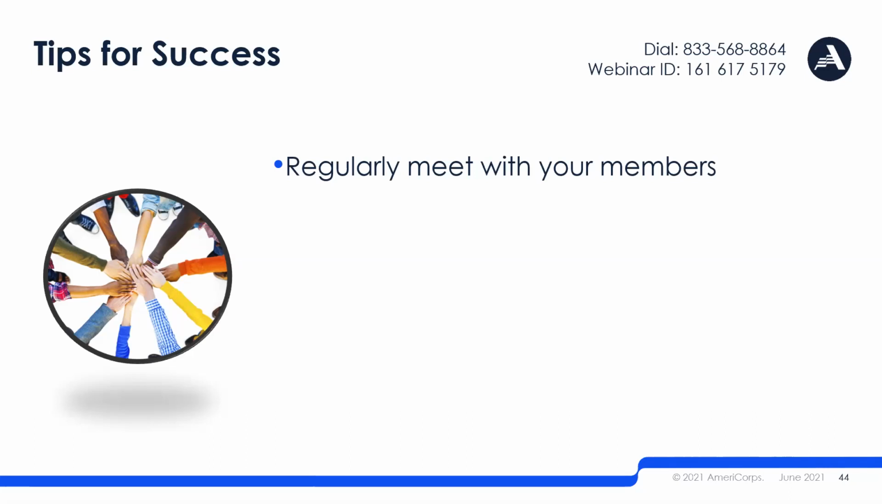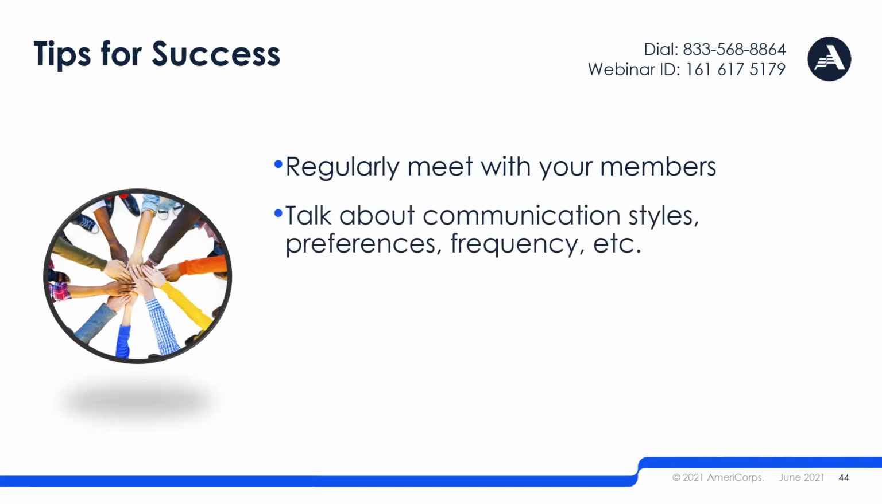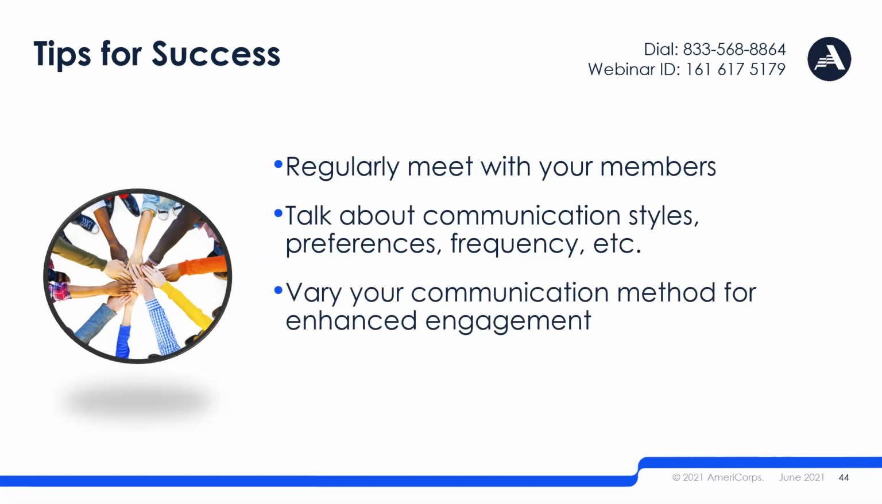Second, discuss your and their communication styles, preferences, and frequency. Come to an understanding of how you can work together. Third, if appropriate, and if it does not cause confusion or anxiety with your members, periodically switch up your communication style. Maybe if you always send emails, perhaps once a month have a phone call or video call.